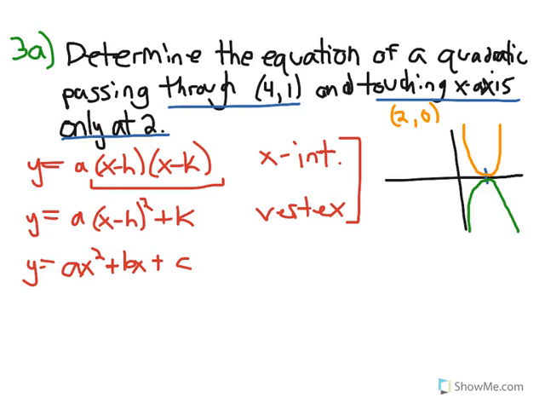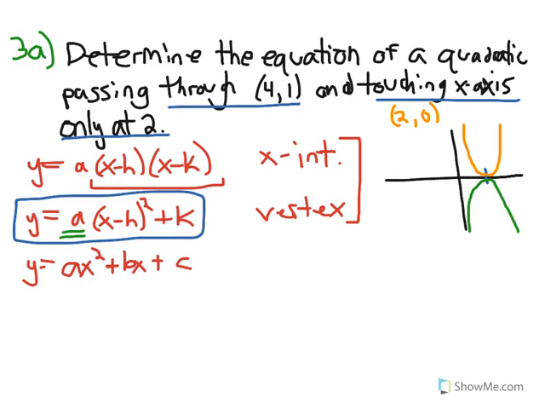Sometimes they're tricky with the language. They'll say it touches the x-axis versus crosses the x-axis. When it just touches the x-axis and bounces back off there, that means it must be the vertex. And we know that when we have the vertex, we want to use vertex form to develop our equation. Every time we're developing an equation, we're basically going to end up trying to solve for this a.